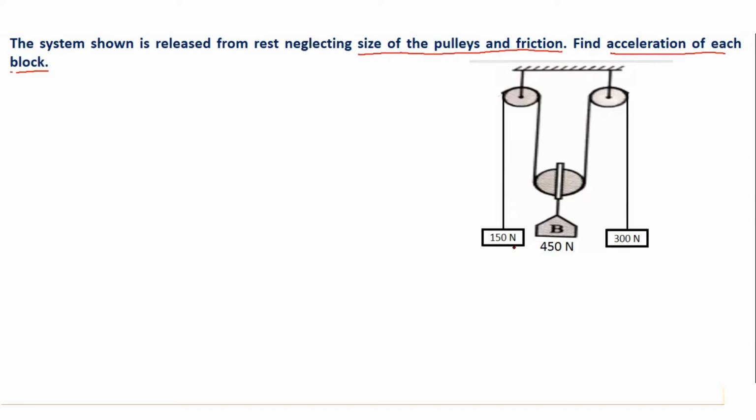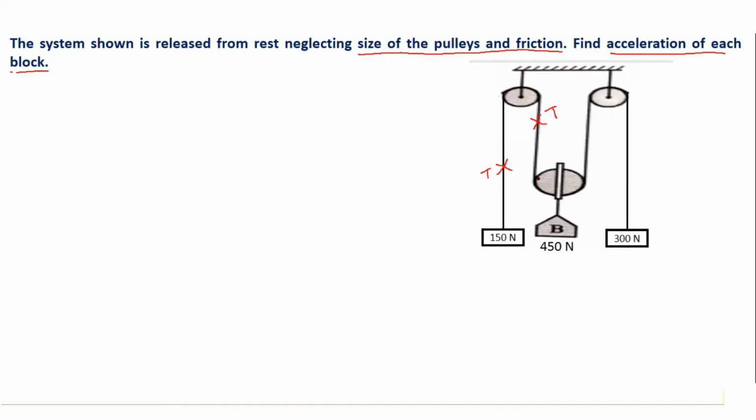So as usual, we will start by drawing free body diagrams, but before that we have to assume some tensions. So let me assume that tension in this cable is T. If in this cable the tension is T and it is passing over the smooth pulley, the tension on this side will also be T.